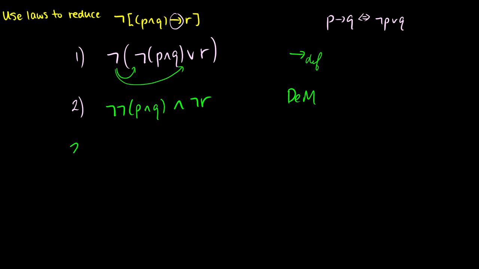Then for the third step, we'll do double negation on the not P and Q. So we get P and Q and not R. And that's just double negation. Okay, so that looks like it's as far as it can go down. So instead of writing not P and Q arrow R, we could just write P and Q and not R. So that was a pretty quick one.